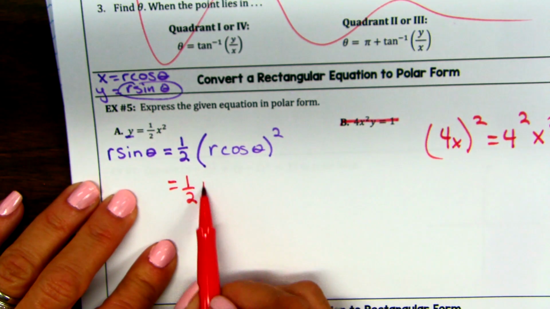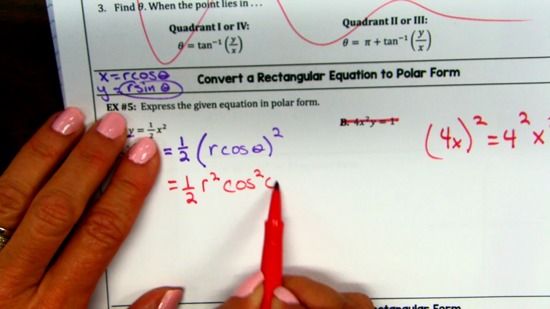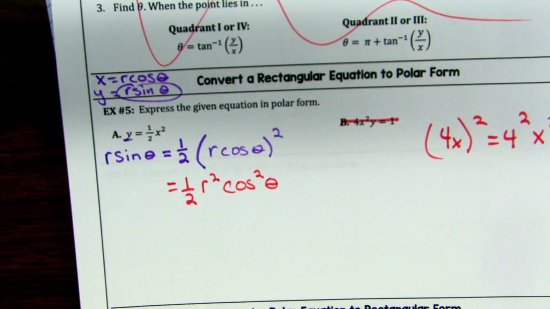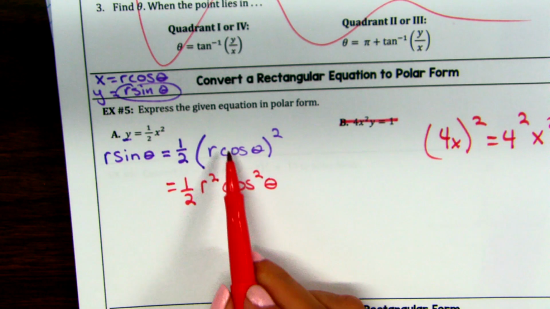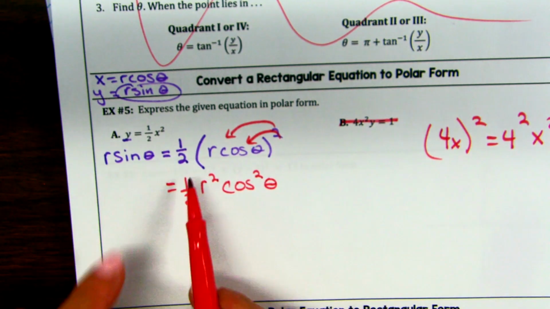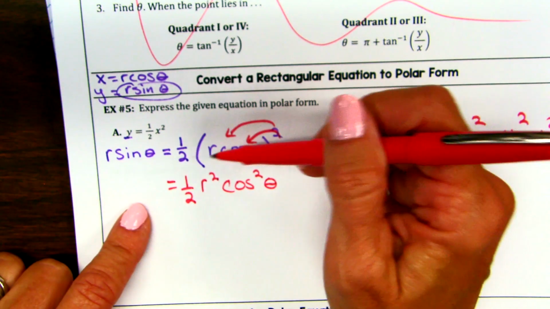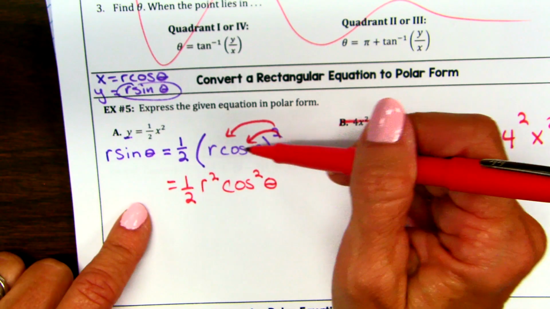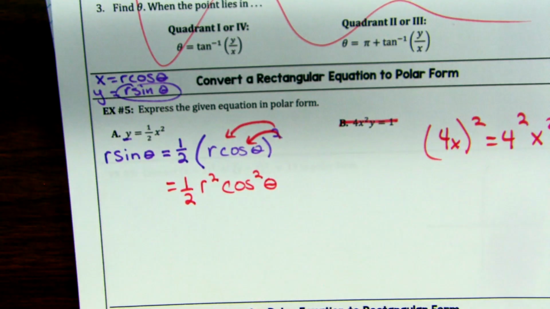R squared and cosine squared. Remember in trig, you put your squared not on the variable, you put it on the word, but you have to square both, okay? And then I just went ahead and multiplied the whole thing by 1/2. It's not the distributive property because there's no pluses or minuses in here. I just did 1/2 times this, so I just get 1/2 of all that squared.